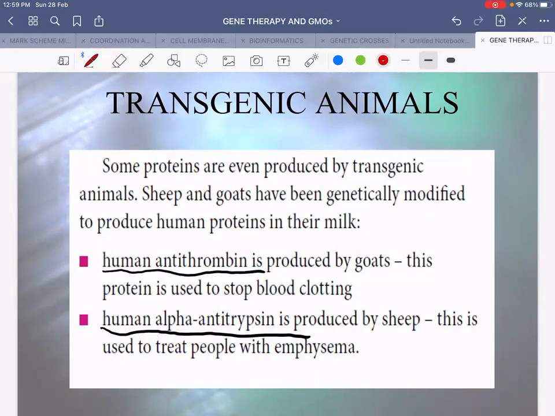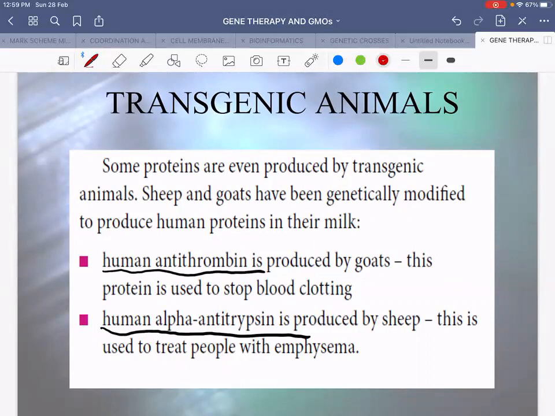कैसे? Some proteins are even produced by transgenic animals like sheep and goats. Sheep and goats are genetically modified to produce human proteins in their milk. यानी हमने उनको genetically modified किया, तो when they produce milk, they have those special human proteins. For example, there are two other proteins which might be required for people who have a deficiency of these. One of them is known as human antithrombin.